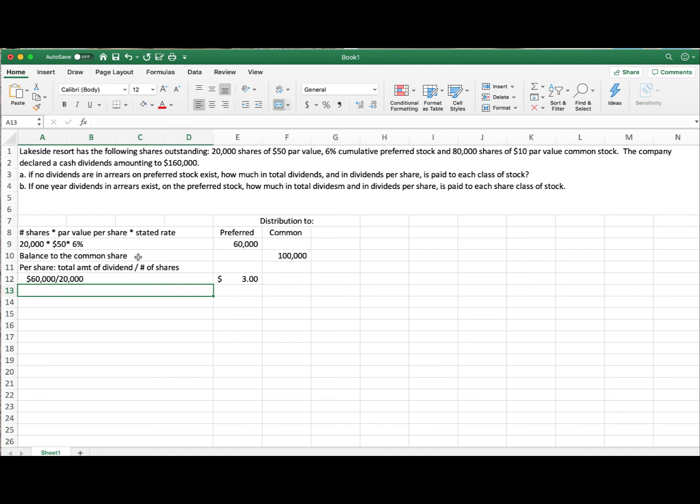I need to do the same thing for the common shareholders. What's the total amount of dividend that's going to the common shareholders? You don't need to calculate anything, because we already calculated it. It's on the screen. It's the $100,000. That is their total dividend. I need to divide now by the number of common shares I have outstanding. The problem tells us that we have 80,000 shares. So I'm going to divide by 80,000.